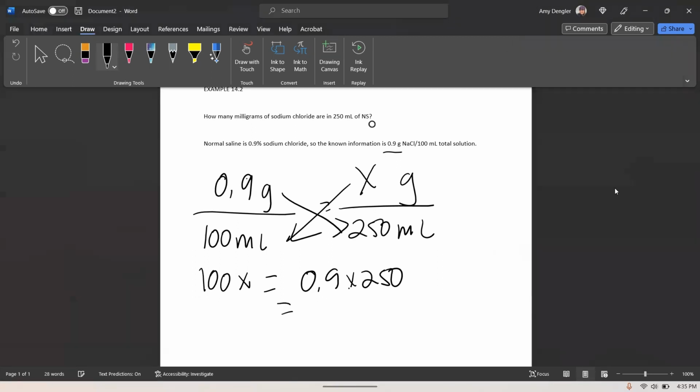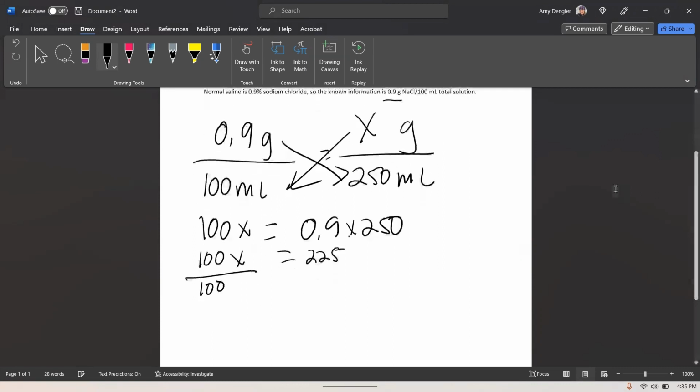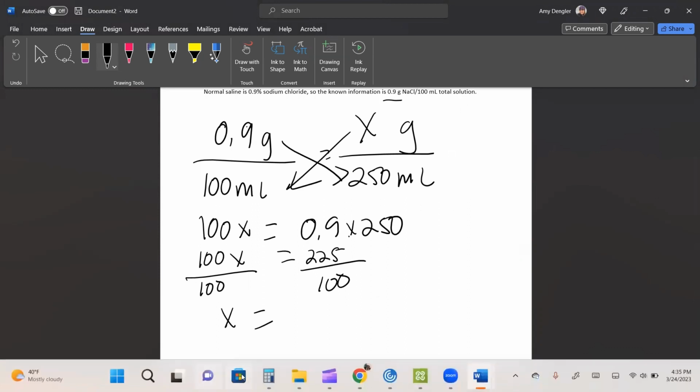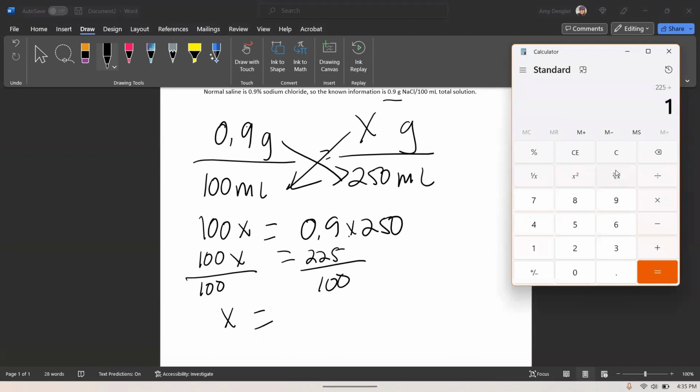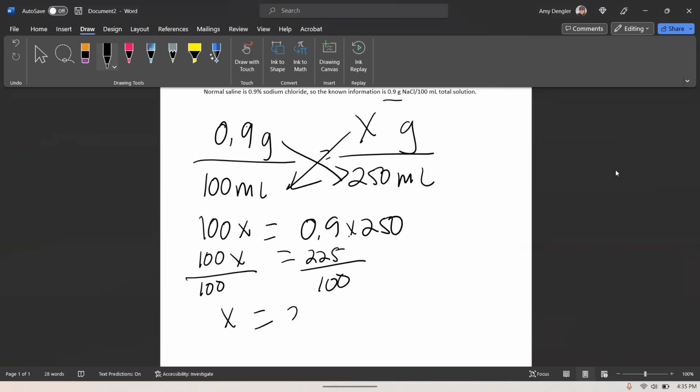So it's 225. So 100x equals 225. We want to get rid of that 100, so we have x alone. So 225 divided by 100 is going to give us 2.25 grams.